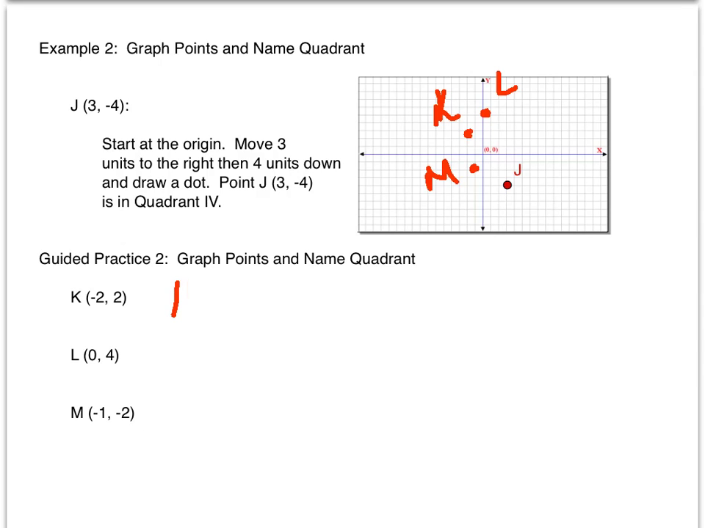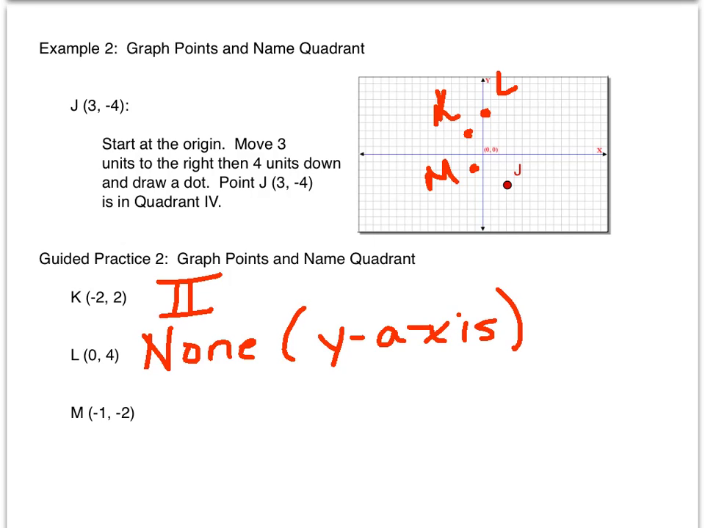K is located in quadrant 2. L is not located in a quadrant. It's none. It's on the y-axis. So if it's on the x or the y-axis, it's always going to be none. And M is located in the third quadrant.